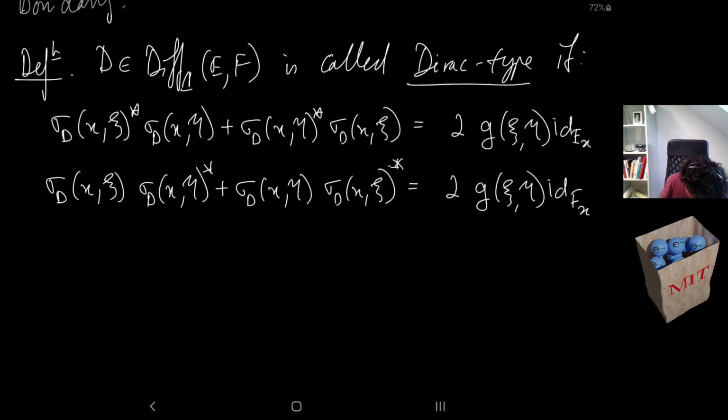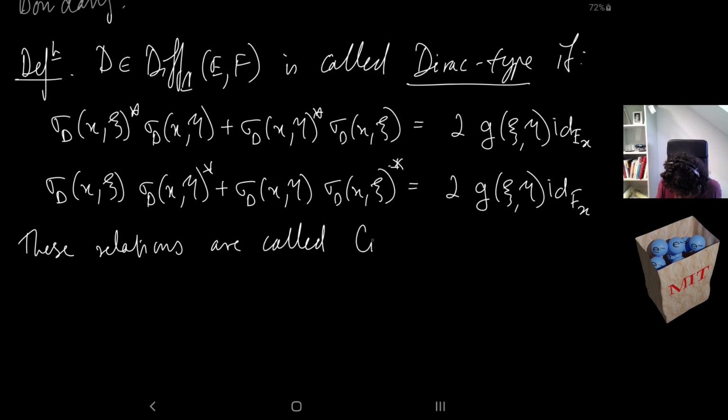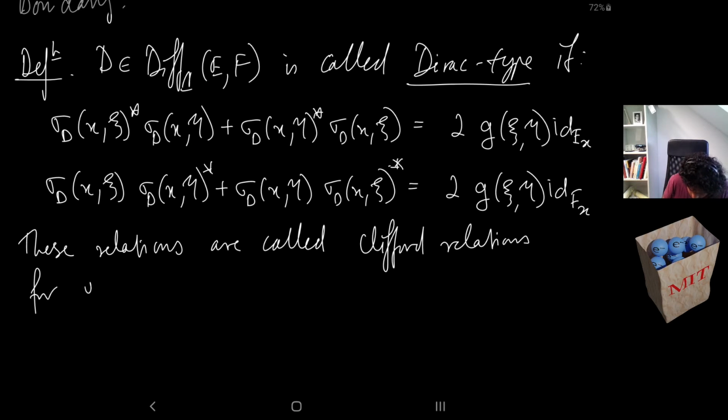And so these relations are actually called Clifford relations for the symbol.